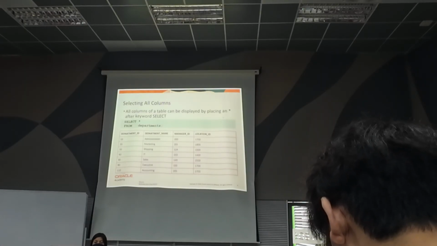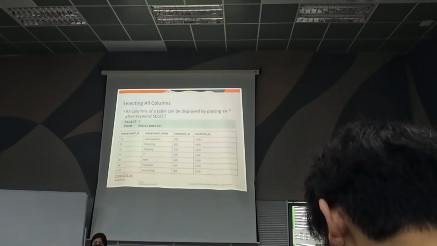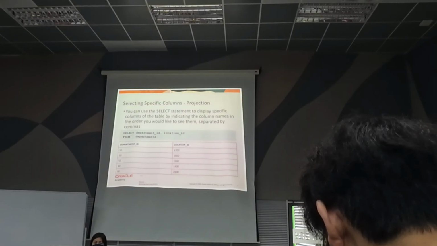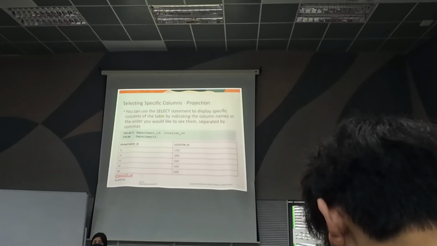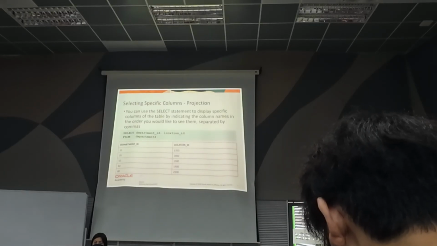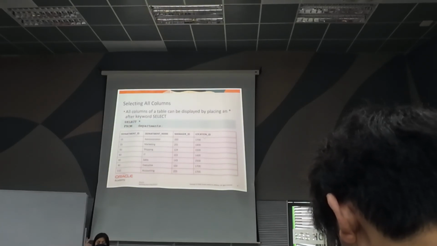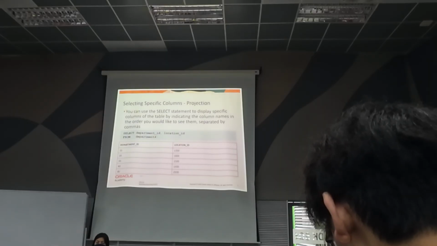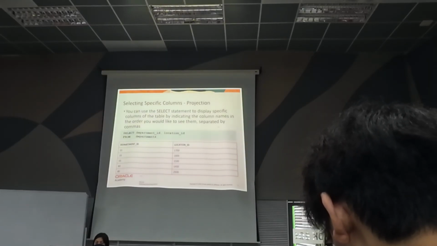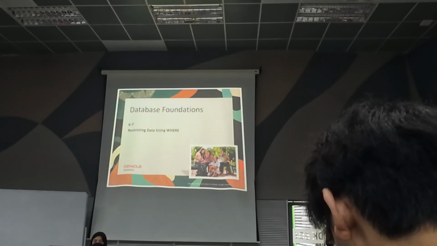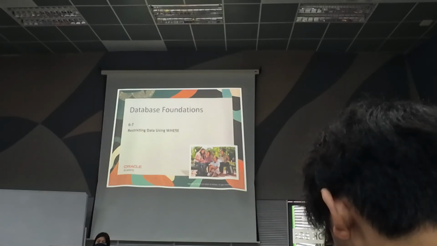If you want to only see some columns, then you put select, then the attribute names. So select department ID, comma, location ID from departments, semicolon. In the departments table, there are 4 attributes or 4 columns. Now you only want to see 2 columns, so you list down the attribute names. This is without condition. Next one, retrieving data using where. That means you have some condition.